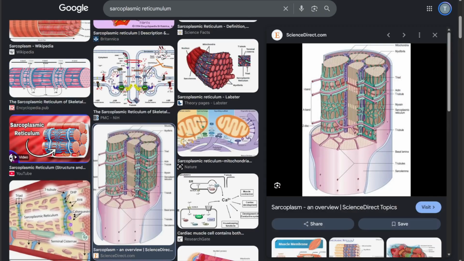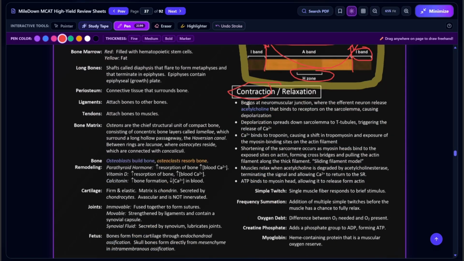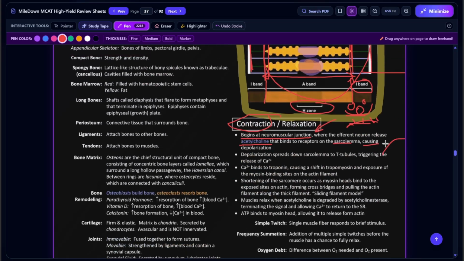So when your muscle contracts, it begins at your neuromuscular junction. In other words, it's that area in between where the synapse happens. Remember, we're talking about neuron to neuron, and they have this gap, and in that gap there are receptors on this side, and release of vesicles on the other side, right? So the efferent neuron releases acetylcholine, a neurotransmitter, that binds to receptors on the sarcolemma, the outside of the muscle, causing depolarization of the muscle membrane.